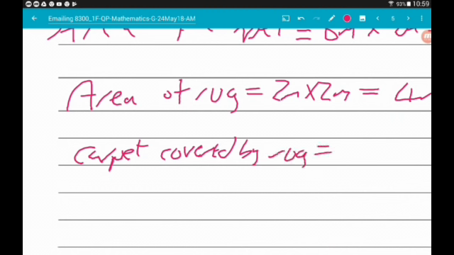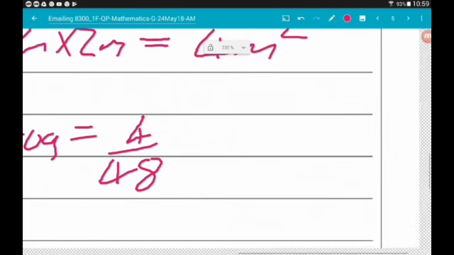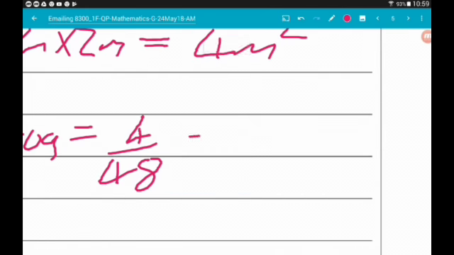As a fraction is 4 over the whole 48. That has a common factor of 4 and simplifies to 1/12, as we wanted to.